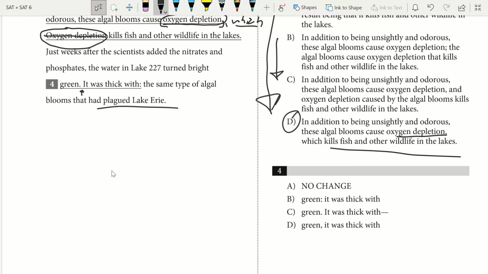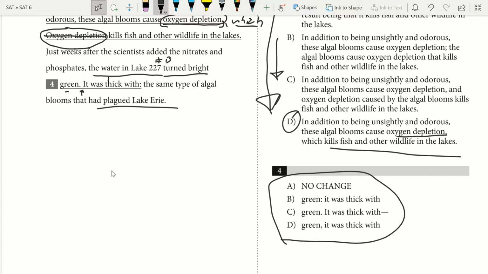So we're really just looking at punctuation, right? They want you to know your grammar. That's kind of what this is asking. So if we look at this, we have just weeks after the scientists added the nitrates and phosphates, the water in Lake 227, so that's our subject, turned bright green, right? So we have that as our independent clause there.